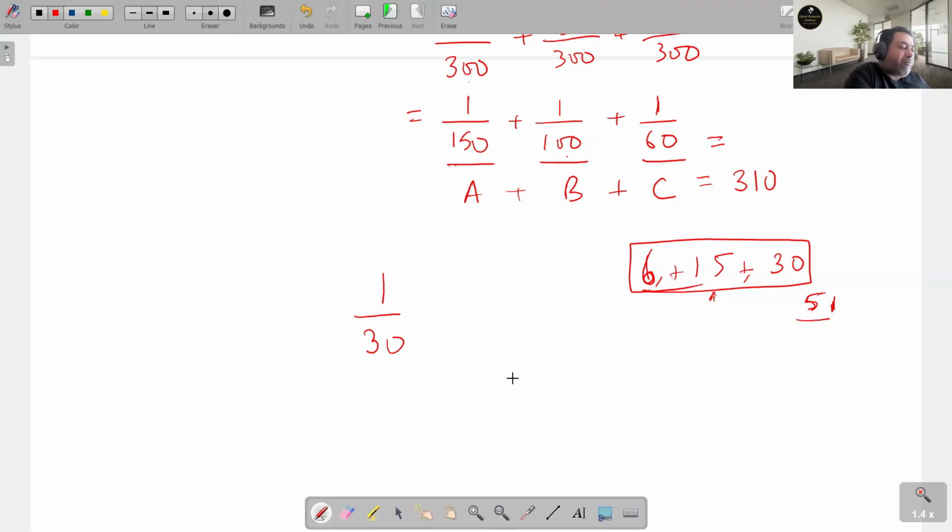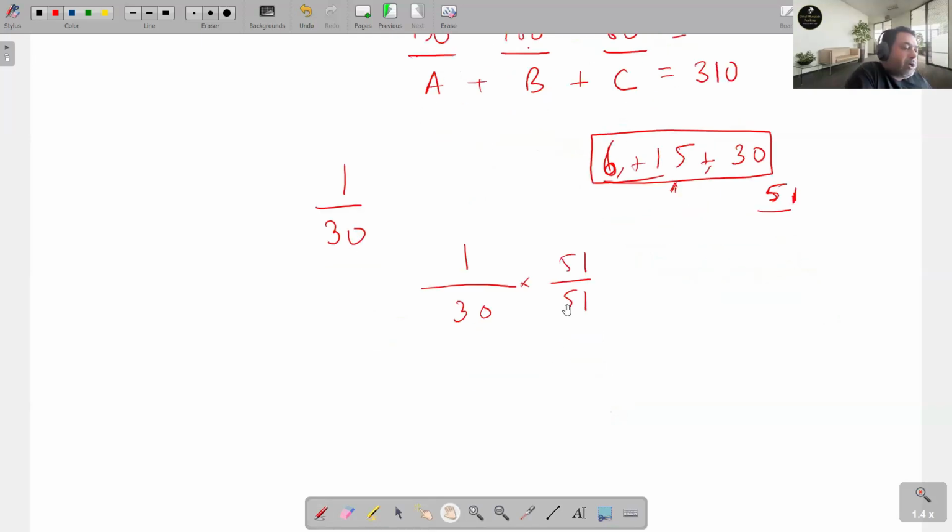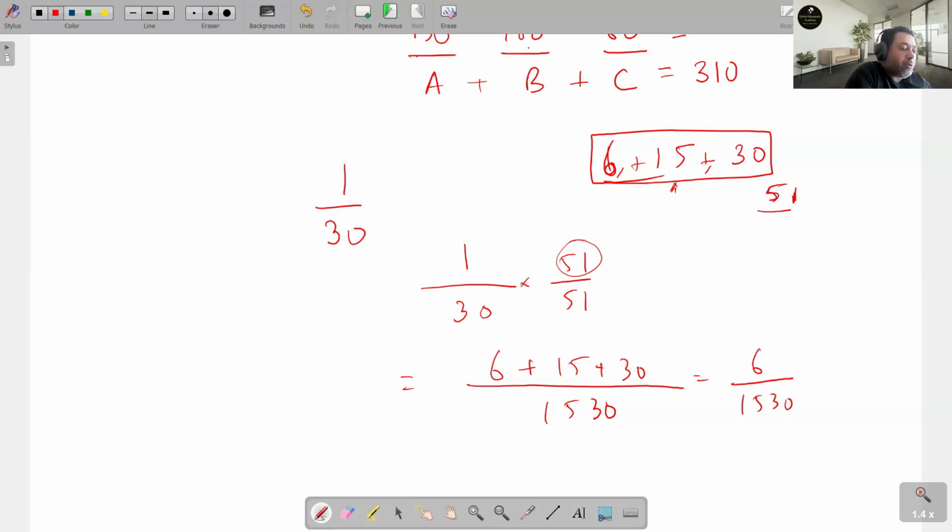So we can multiply 51 by 30. That gives us 1 by 30 into 51 by 51. 51 times 30, or 51 times 3, is 1530. So this becomes 1530, and we break up the top into the sum of these three, so it will be 6 plus 15 plus 30. Then you can write this as 6 by 1530.